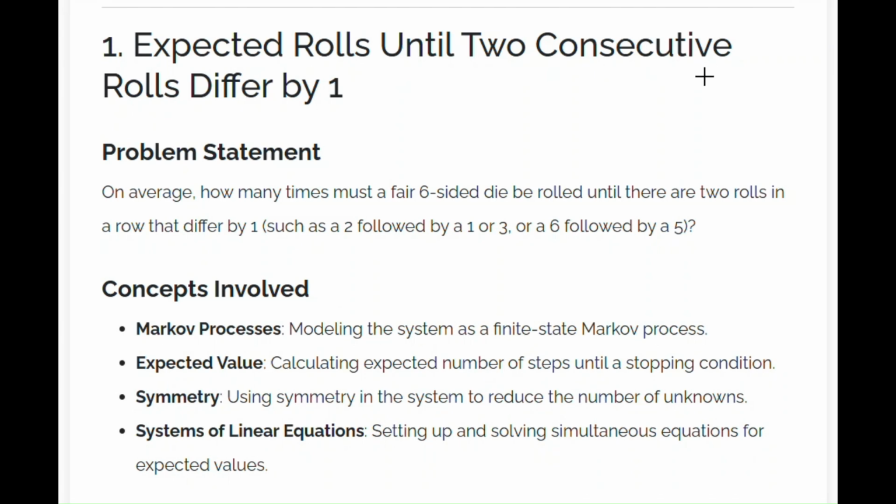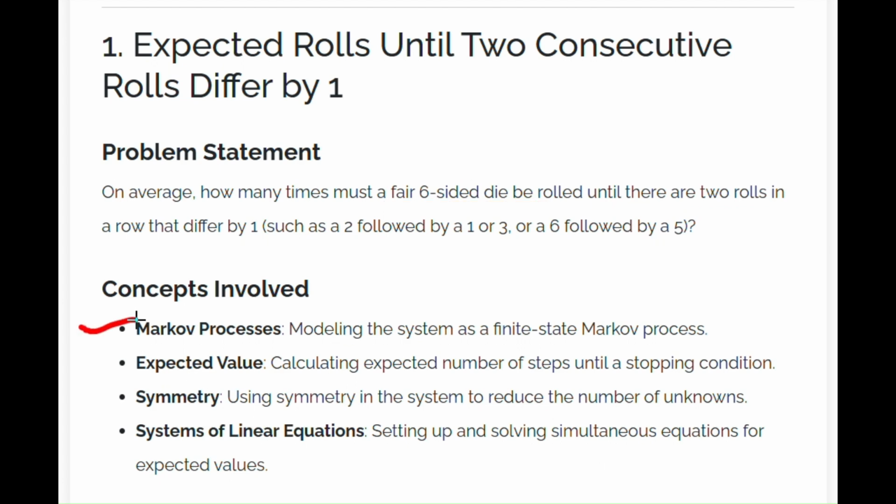Here's a dice problem from one of the interviews for a quant role. The question says, on average, how many times must a fair six-sided die be rolled until there are two rolls in a row that differ by 1, such as 2 followed by a 1, or a 3, or a 6 followed by a 5. So in the previous few videos, we have solved similar problems.